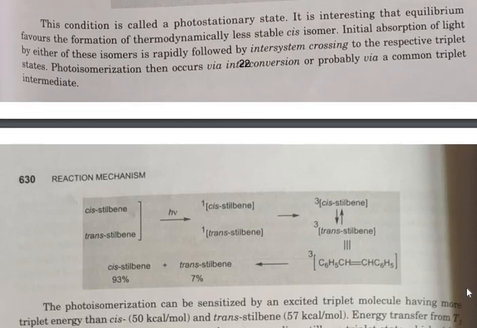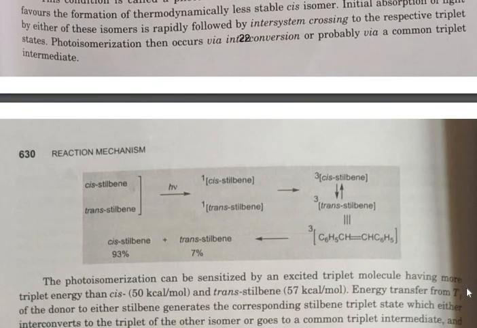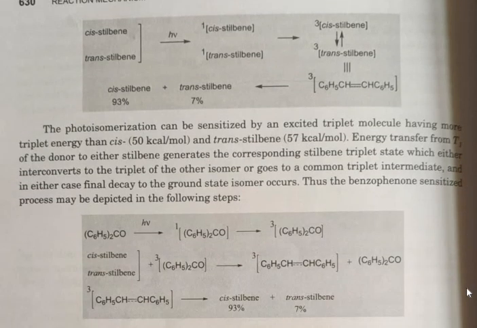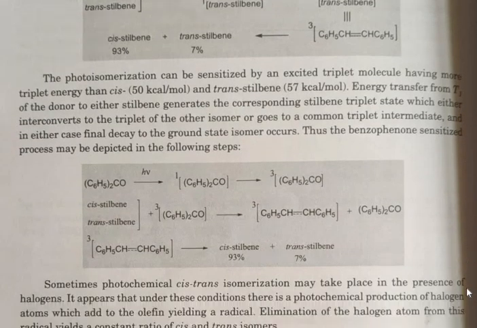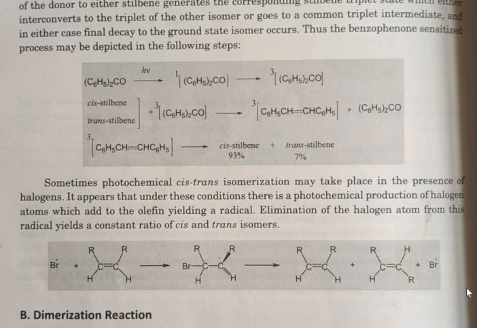So if you have cis stilbene and trans stilbene undergoing irradiation, and you shine light on these molecules, you get singlet cis stilbene and singlet trans stilbene, then triplet cis stilbene and triplet trans stilbene, which is converted into these products, and then cis stilbene 93% and trans stilbene only 7%. Look at another example here. Now you can see how Br radicals give this.